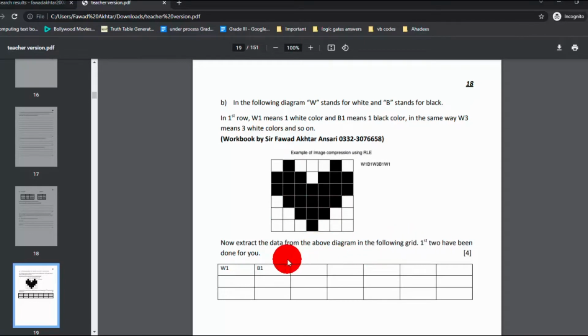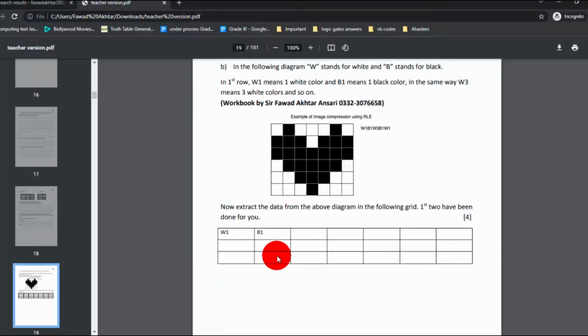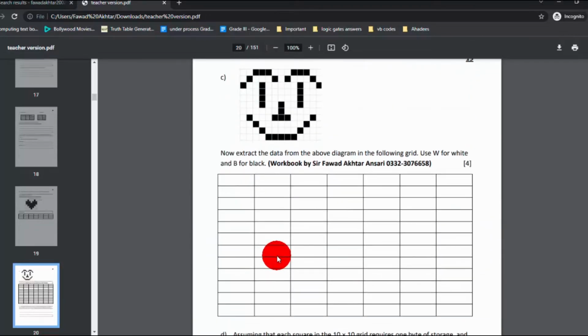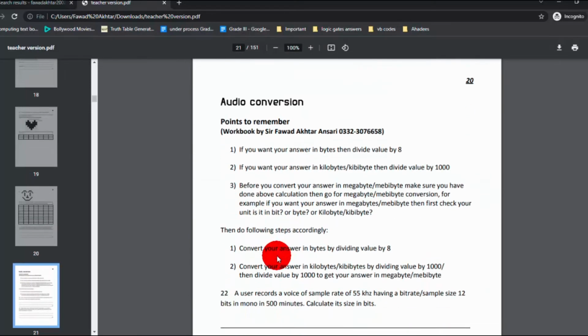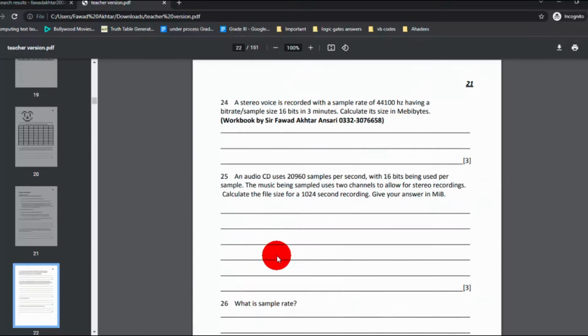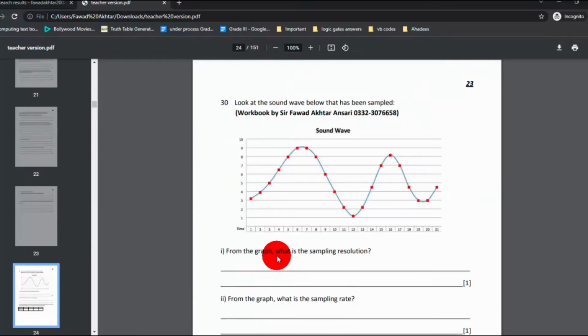The first two have been done for you. That means W1 means white, 1, and B1 means black, 1. So you will see a couple of parts of this question. You have to solve it yourself. Now next is audio conversion. Formulas are given. Everything is in the book.